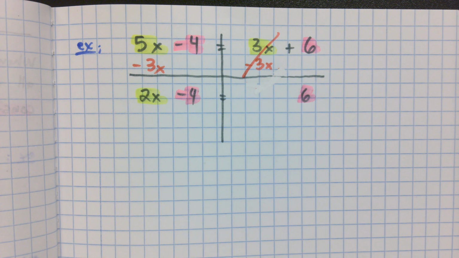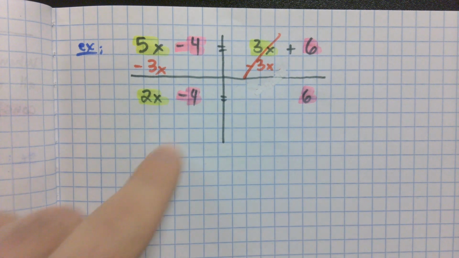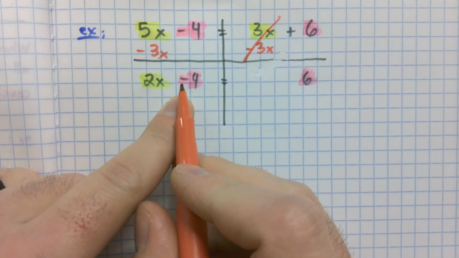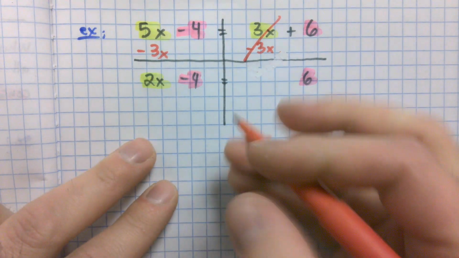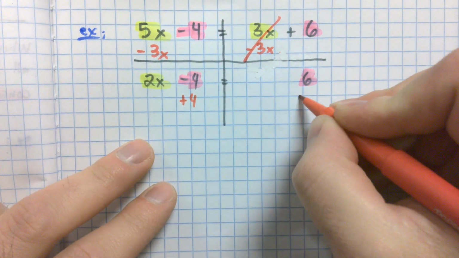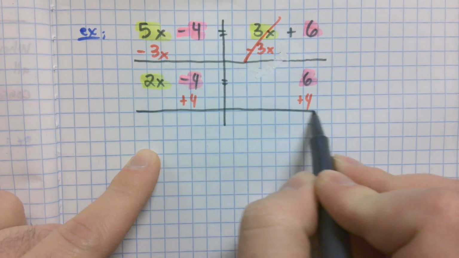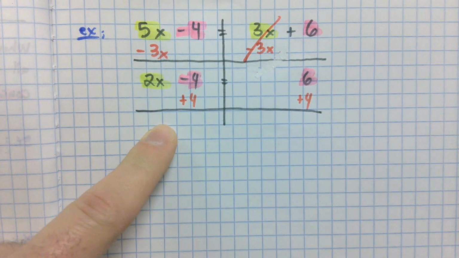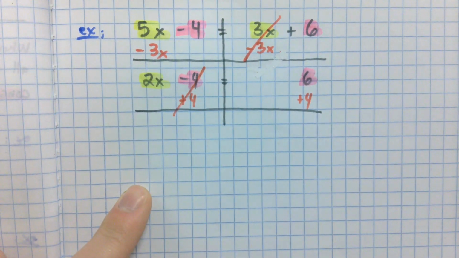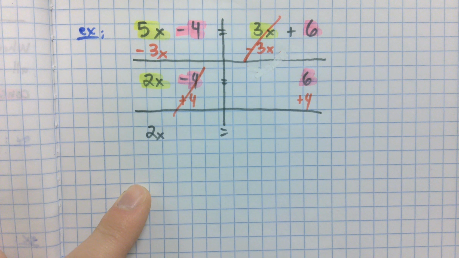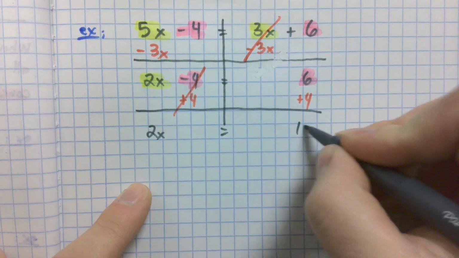Now we got to bring that constant term over to the right. So what's the inverse of minus 4? Plus 4. All right, we're almost done. Stay with me. All right, negative 4 plus 4 goes away, leaving me with 2x equals, what's 6 plus 4? 10.